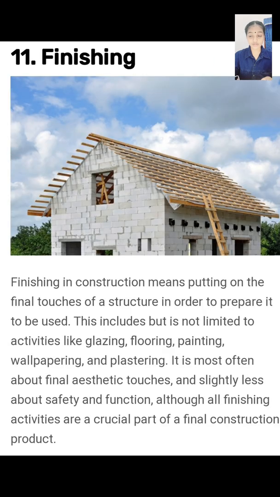The final one is finishing. Finishing in construction means putting on the final touch of a structure in order to prepare it to be used. This includes but is not limited to activities like glazing, flooring, painting, wallpapering and plastering. It is most often about the final aesthetic touch and slightly less about safety and function, although all finishing activities are a crucial part of a final construction product.